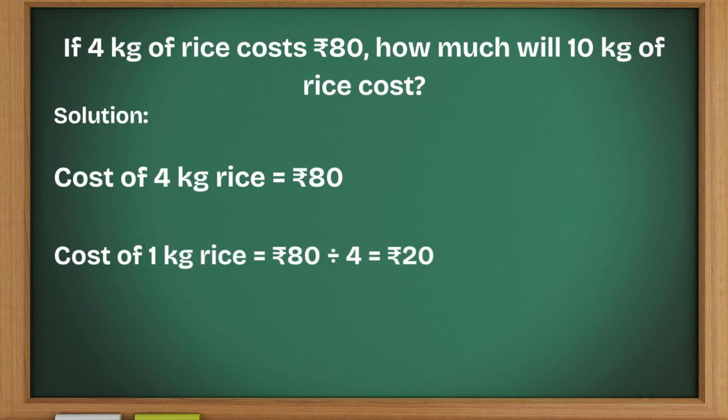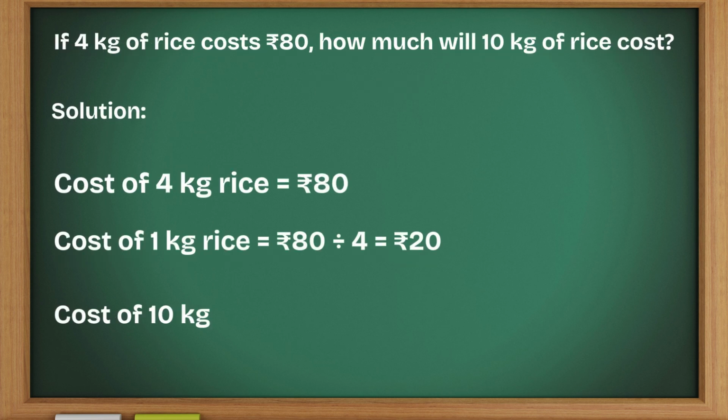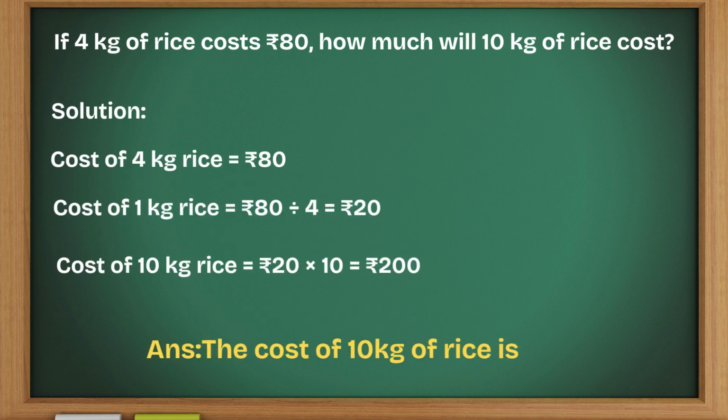And then we jump to again the quantity of rice we want, from 1 to whatever it is. Can be 10, 5, 7, 8. In this case it is 10. The cost of 10 kg of rice would be 20, which is the cost of 1 kg of rice, multiplied by 10, which is rupees 200.